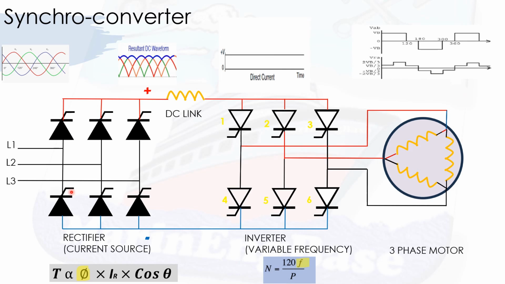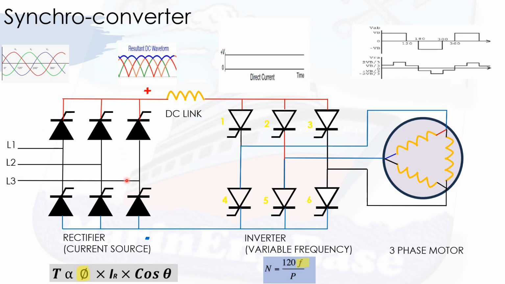In this slide, we can see the fundamental configuration of a practical synchro converter. Instead of the battery, we are using a rectifier bridge. We call it a controlled rectifier bridge because instead of normal diodes, we are using silicon controlled rectifiers. So the output of this rectifier bridge can be controlled by the gate signals. You can increase or decrease the output current as per your requirement.